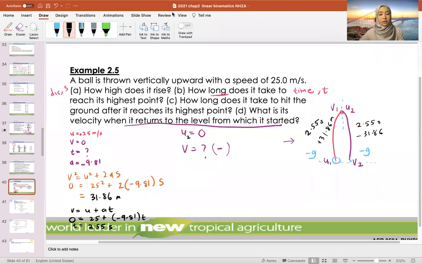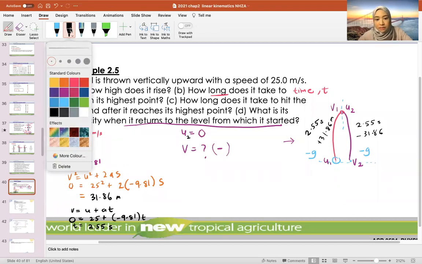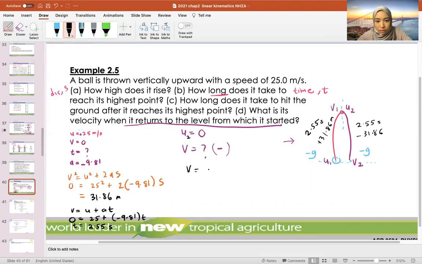Okay, so now kita dah buat for the first section. Kita go for the second section. So V equals to U plus AT. Kita try balik equation ni. V is we don't know. Sorry, kita nak cari T kan. So we shouldn't use this equation yet because we don't know. Kita tak tahu V kita apa lagi at this point. So what equation should I use? Oh, I can use this one again.